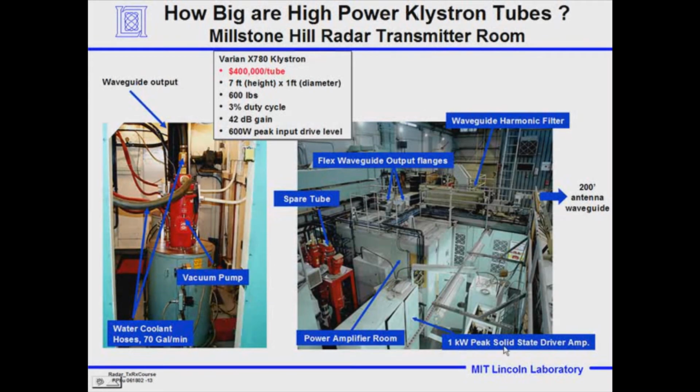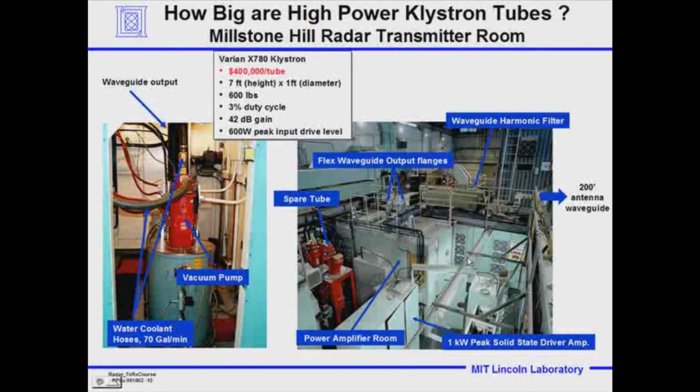Here's a picture of the transmitter room. Give you a size of the hugeness. The Klystron that is used in this radar costs $400,000 per tube. It's built by Varian. It's 7 feet tall. Here's the system itself. There's a vacuum, the Klystron, and there are coolant hoses because enormous power is going through. Of course, it's not perfectly efficient, so there's a certain amount of heat generated that you've got to bleed off, or the whole system would melt.